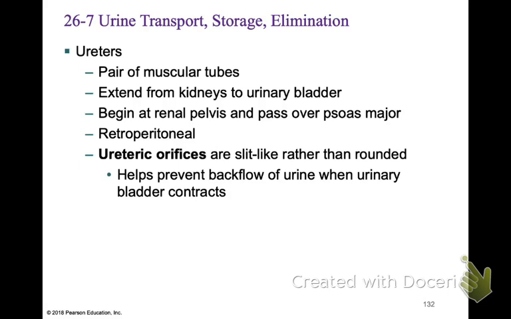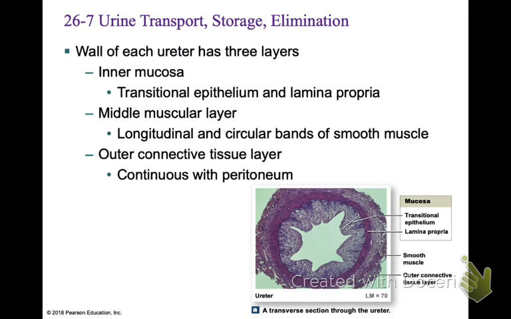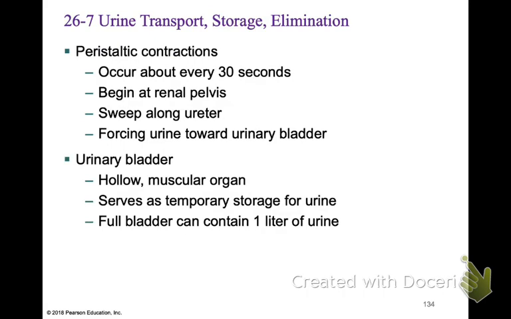There's a point at which they have to penetrate through the peritoneal wall, and that's a point where it can get occluded or kinked and cause backflow of urine. The orifices, the ureteric orifices, are just the openings into the bladder, but they are pretty much pinched shut to help prevent backflow unless urine is actively being moved by peristalsis. It's a mucous membrane, so you have a mucosa with a transitional epithelium, a muscular layer to give you peristalsis, and then the outer layer is continuous with the peritoneum.